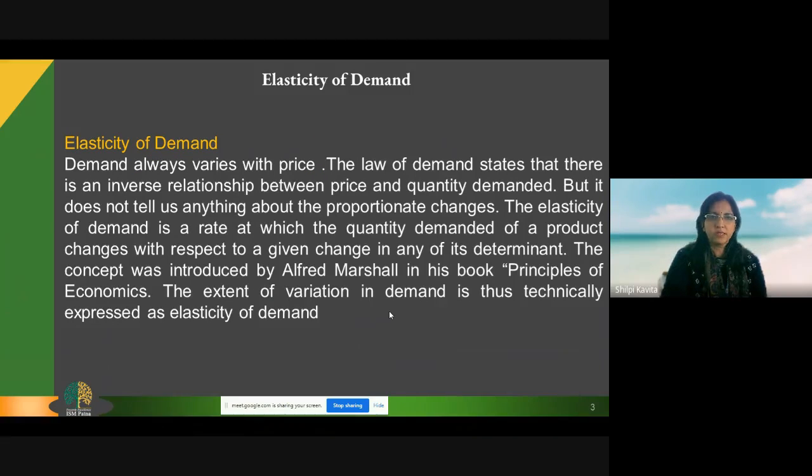We have already discussed what elasticity of demand is, and once again I'll tell you that the law of demand only tells the direction of change in demand, while the elasticity of demand tells the rate of change in demand. The law of demand only states that if the price increases, demand decreases, and if the price decreases, demand increases. But it does not tell how much change it brings in that demand. This is measured by elasticity of demand.